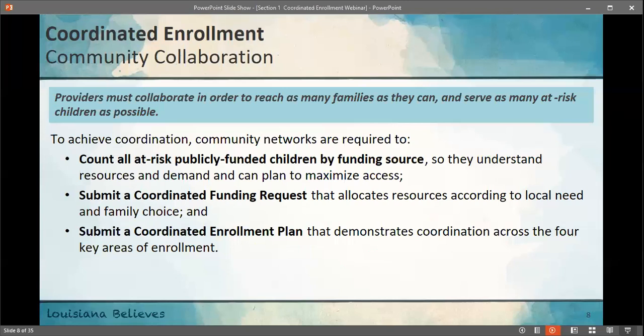So as I mentioned before, now we're going to really dig into what that coordinated enrollment plan entails and what that first section of the plan is asking communities to do. And hopefully we'll be able to give you some key tips and strategies to improve that section of your plan moving forward. So now I'm going to turn it over to my colleague Amanda, who will take us through the next few slides.